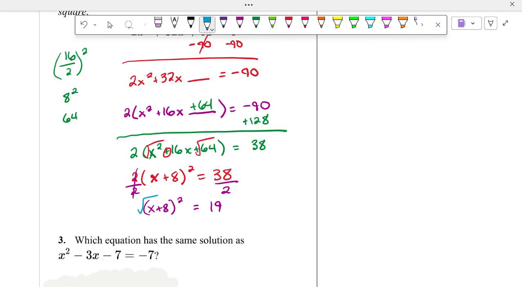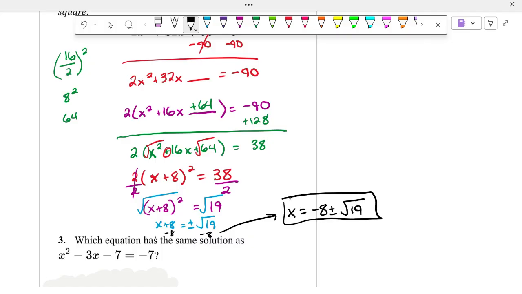Then take the square root of both sides. So x plus 8 is equal to the square root of 19, plus or minus in front of it. And then finally, we would subtract the 8. So this would be x is equal to negative 8 plus or minus the square root of 19. Or you could have written it as plus or minus square root of 19 minus 8. Either way.